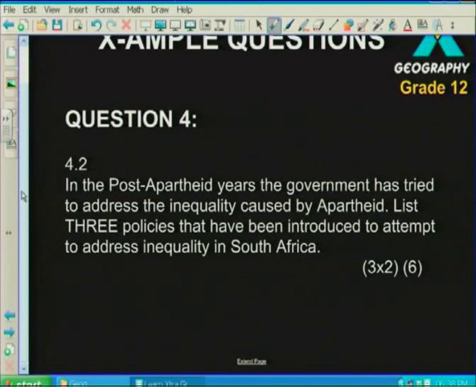List 3 possible policies that have been introduced to attempt to address inequality in South Africa. Now, this is a 3 times 2, 6 mark question. So this is your paragraph type question where you're going to write 2 or 3 sentences where you've said 2 or 3 things with evidence or with examples, and you're going to get times 2, 6 marks.